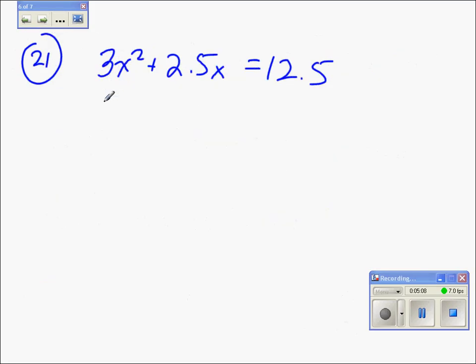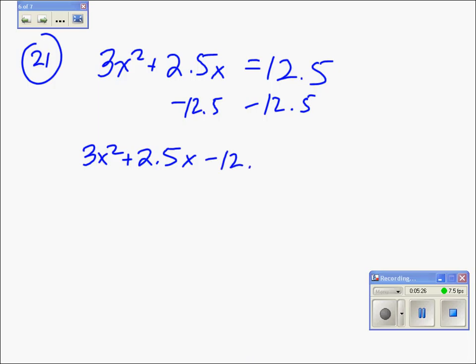Alright, onward to 21. It's a quadratic equation. You're asked to solve it. It does not tell you to use factoring or the quadratic formula. So the first thing I would do is make sure everything is on one side. So I subtract 12.5 from both sides. We get this, 3x squared plus 2.5x minus 12.5 equals 0.